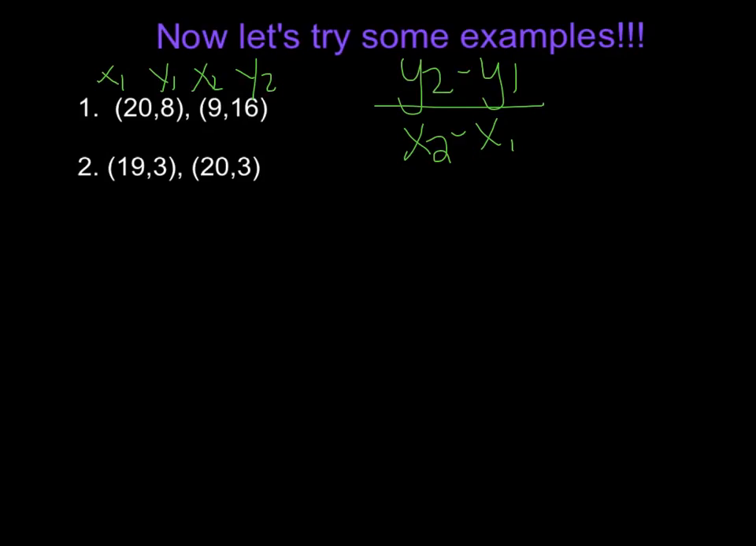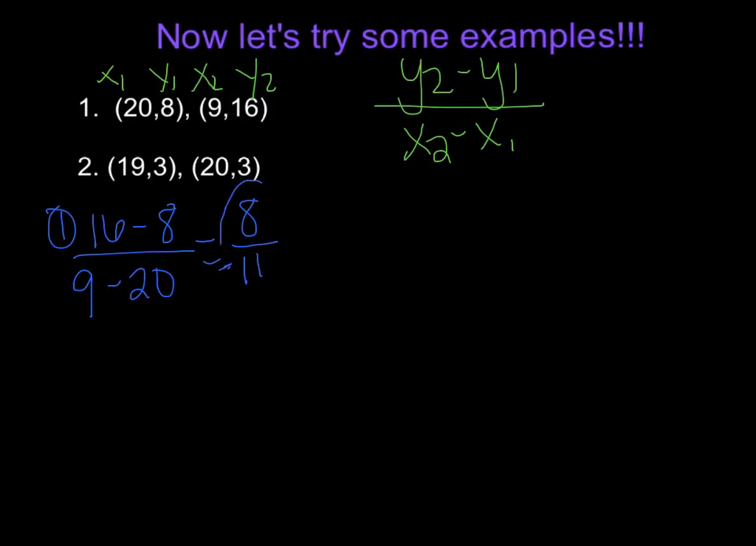Okay, welcome back. We are going to go ahead and solve it. Here's your number 1. You've got y2, which is 16, minus y1, which is 8, divided by 9 minus 20. 16 minus 8 is 8. 9 minus 20 is a negative 11. And that is your final answer. You notice that you've got a negative in front of the fraction, so that would be a negative slope. Hopefully you guys got that right.